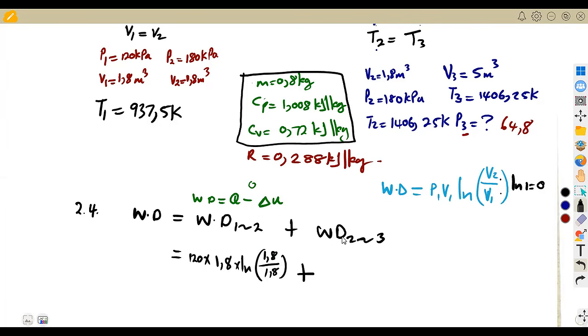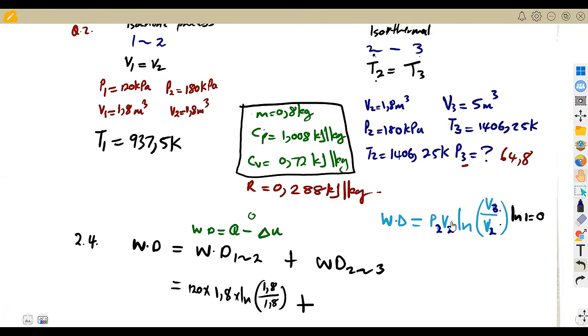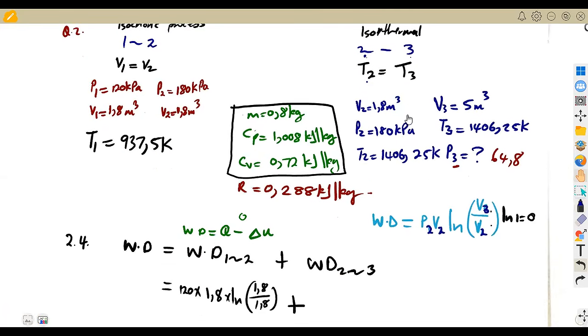Then the work done in the second stage, which is 2 to 3. Remember, in the first stage, we had 1 and 2. We used 1, 1. So in the second stage, this will be 2, this will be 2, this will be 2, and this will be 3. So you're going to use P2 V2. Take note of your formulas, guys. That is on the isothermal process. Now we are talking about this stage of 2 to 3 in the isothermal process.